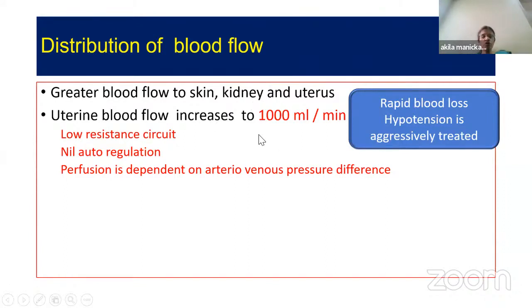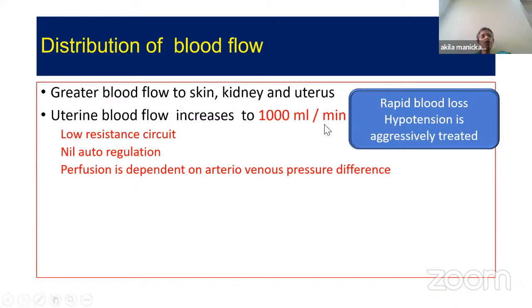And the type of flow you look at is a low resistance circuit, and there is nil autoregulation. So the perfusion is entirely dependent on your arterial pressures, venous pressures, and the vascular resistance of your placenta. These are all the things that are ultimately going to decide the fetal well-being. So the one point to remember is that your uterine circulation has nil autoregulation. And so whenever there is even a 5 to 10% fall in your MAP or your systolic blood pressure prior to the delivery of the baby, it is very important to treat the hypotension vigorously.